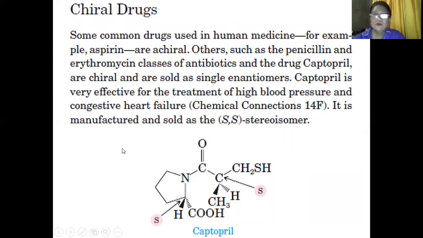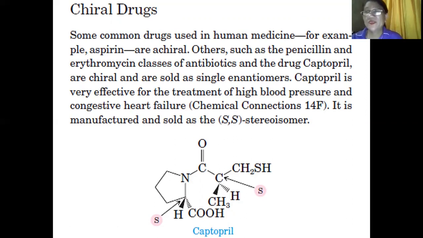Example of a chiral drug is this one. This is an antibiotic which is erythromycin. Such as penicillin and erythromycin. These are human drugs for antipyretic. Aspirin is chiral, while penicillin and erythromycin are antibiotics, and the drug captopril. Do you know what is captopril?